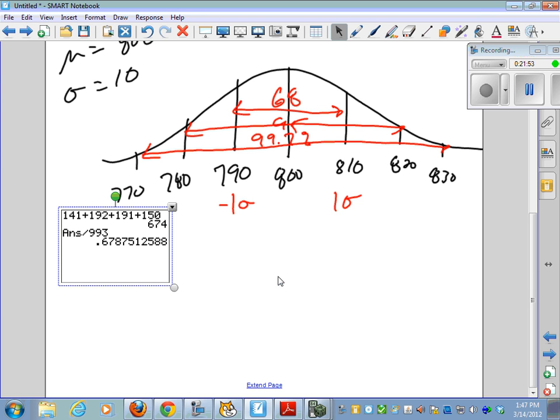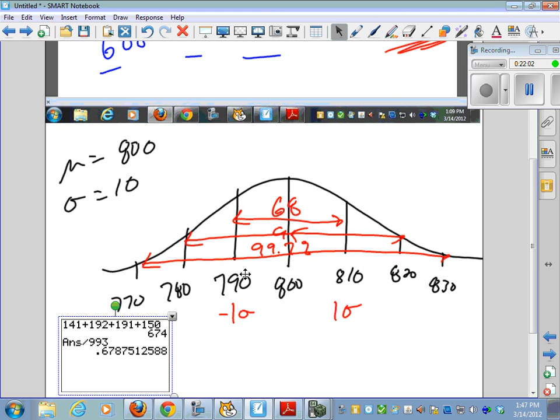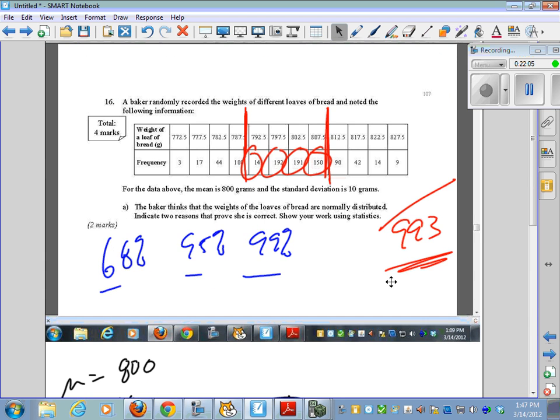For it to be normal, 68% have to be within plus or minus 1, but 95% have to be within plus or minus 2. How many are within plus or minus 2? Well, that's from 780 to 820. So how many more do I have to go? 780, I'll do it in blue, 780 to 820. So we're talking about another 44, 100, 90, and 42.